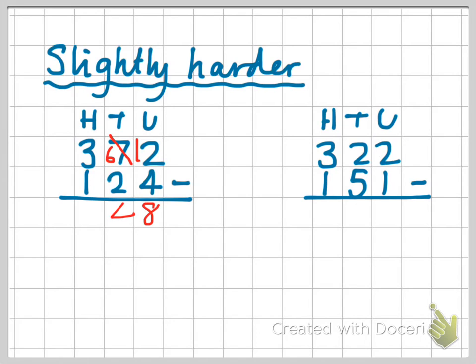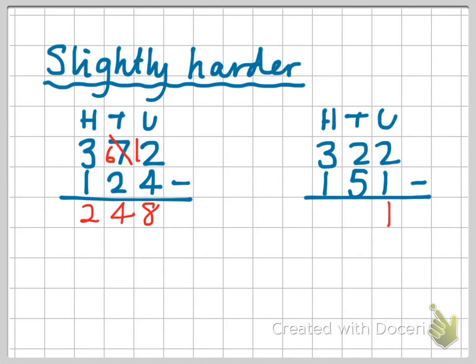6 take away 2 is 4. And then our hundreds is easy. 3 take away 1 is 2. So our answer is 248. The one on the right has a slightly different problem because we can do the units column. 2 take away 1 is 1.